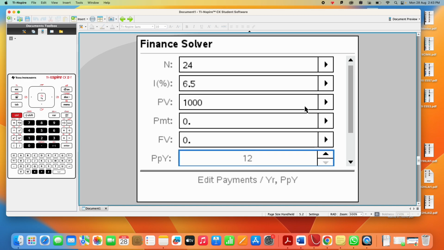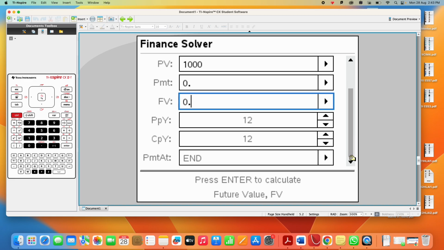Now the final value of the loan needs to be down to 0, doesn't it? I need to pay it all back in those 24 payments. Have I filled everything in here? I have. And you know this payment at? It's always defaulted to end.